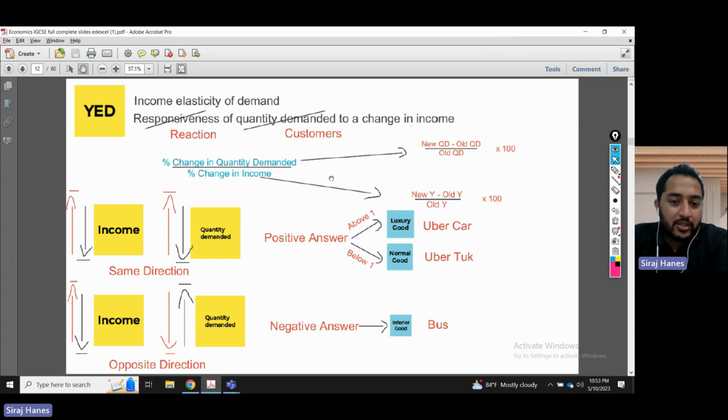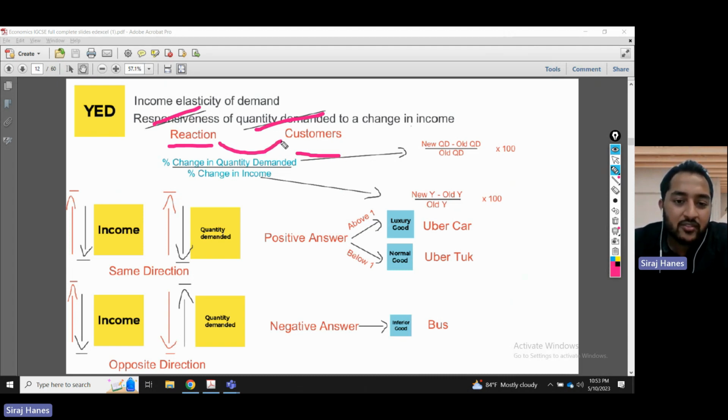Final concept when it comes to elasticity, guys, is called income elasticity of demand. When it comes to income elasticity of demand, this time, guys, we're checking the responsiveness of quantity demanded to a change in income, not price. Again, we'll cut off the word responsive and call it reaction. Cut off the words quantity demanded, let's call it customers. In other words, the reaction of my customers when their income changes.